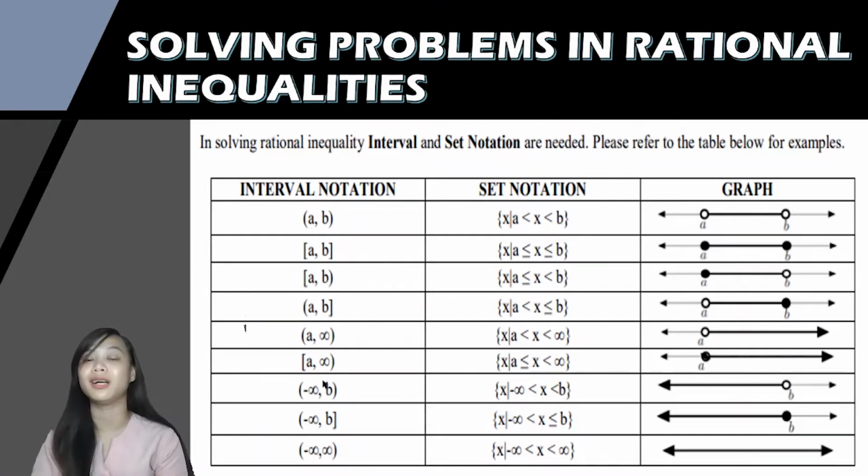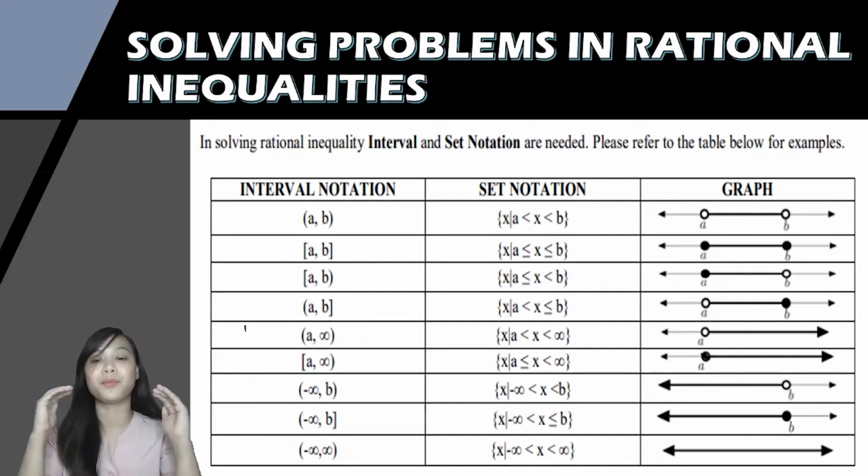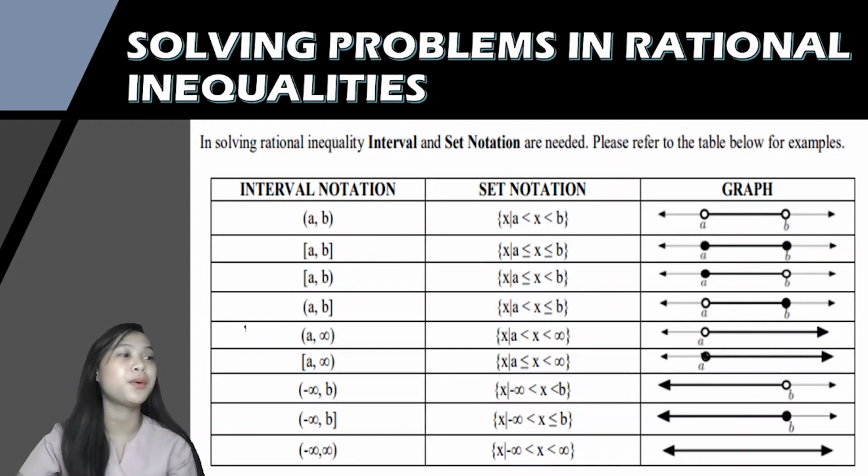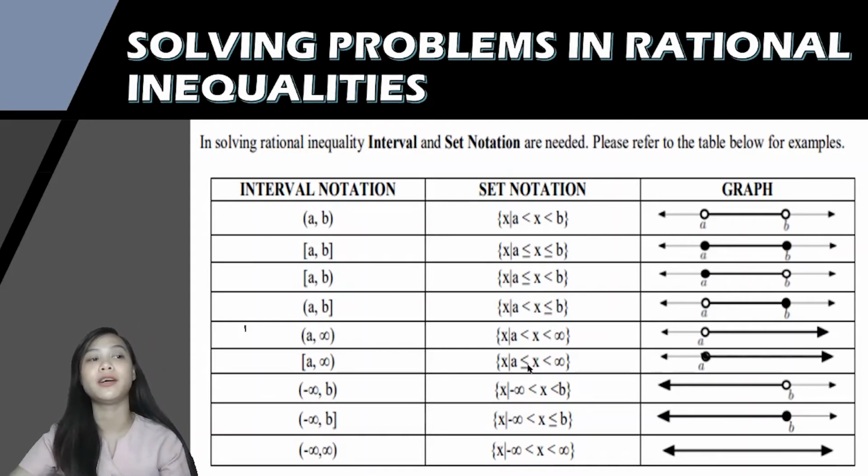Next, we have A enclosed in a bracket, A, infinity enclosed in parentheses. Take note, the positive or negative infinity is always enclosed with parentheses because it's continuous. We don't have a limit there. So we have x such that x is greater than or equal to A and less than positive infinity. This time A is part of the solution set, so it's shaded.